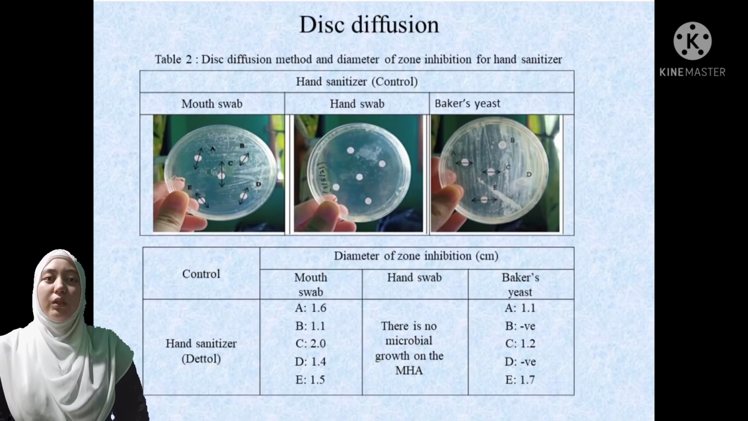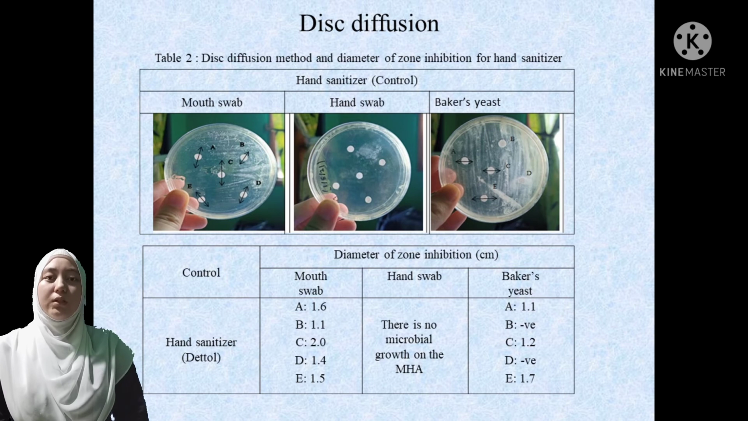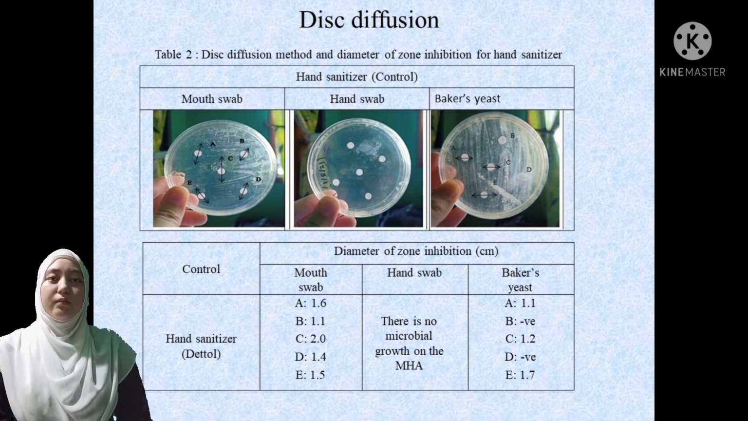Alright, now we move to disc diffusion result. In this procedure, hand sanitizer was used as a control. As you can see, control has shown positive result toward the germ as stated in table 2, especially hand swab result. There is no microbial growth on the MHA.